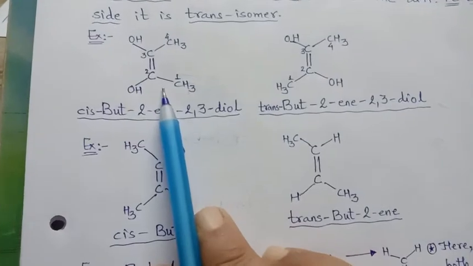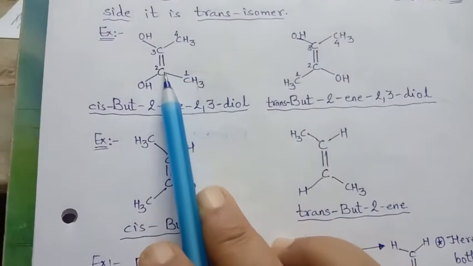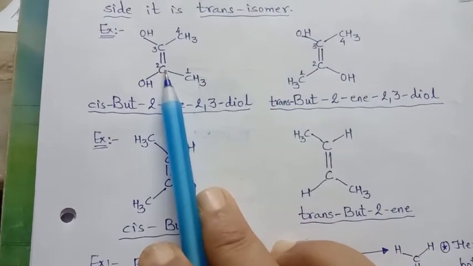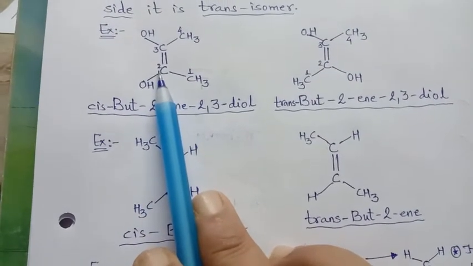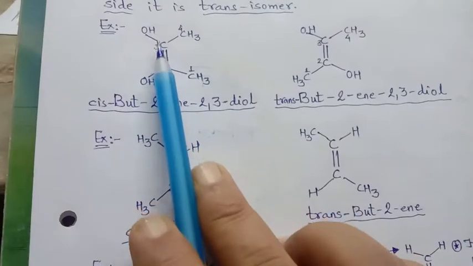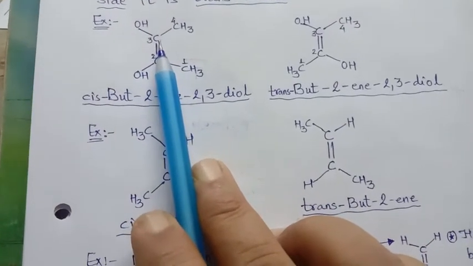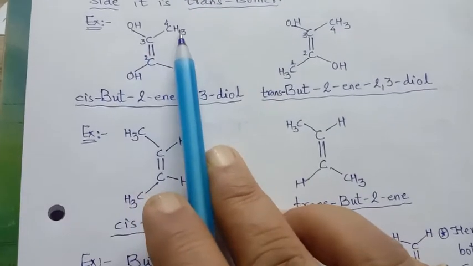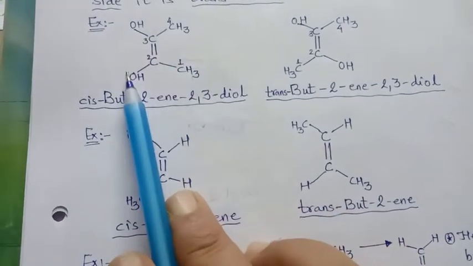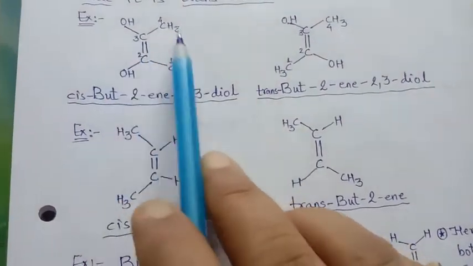See, here is an example. It is C double bond C. So the first condition is fulfilled. A double bond should be there between two carbons. Okay, now see, on the same carbon, both the groups should be different. Yes, it is alcohol, it is methyl. Alcohol, methyl, both are different, both are different.